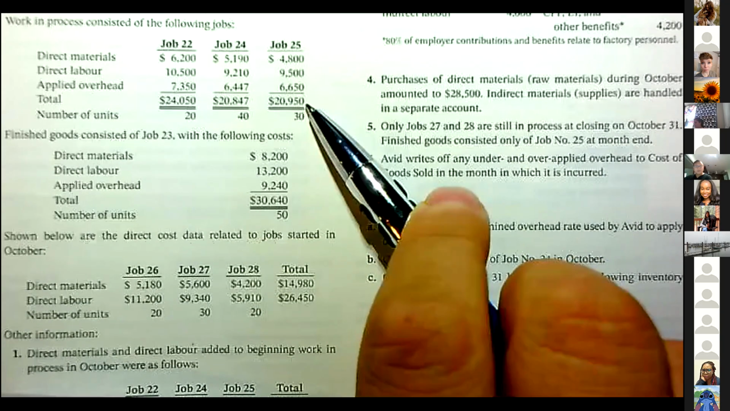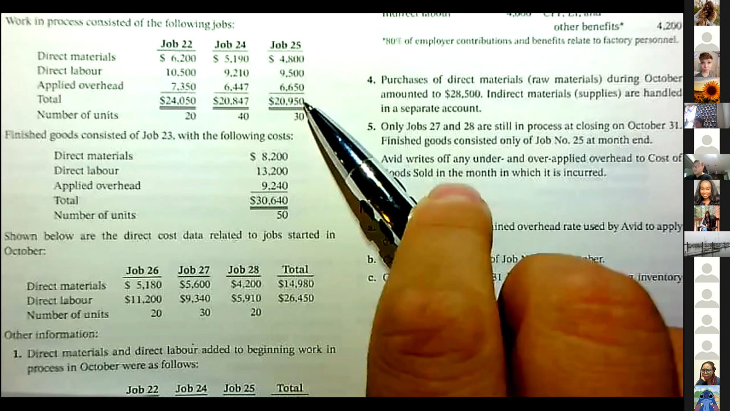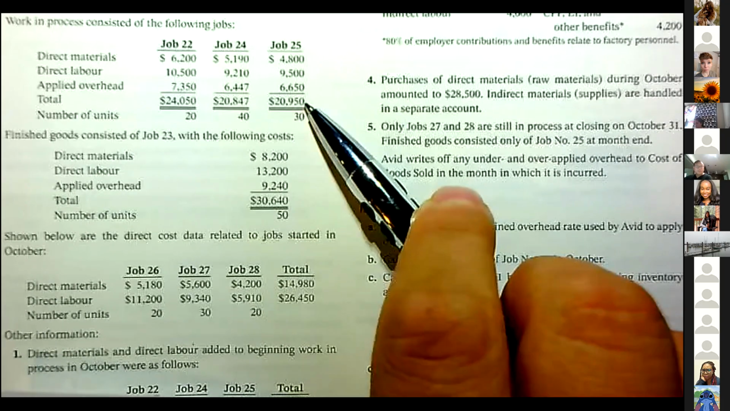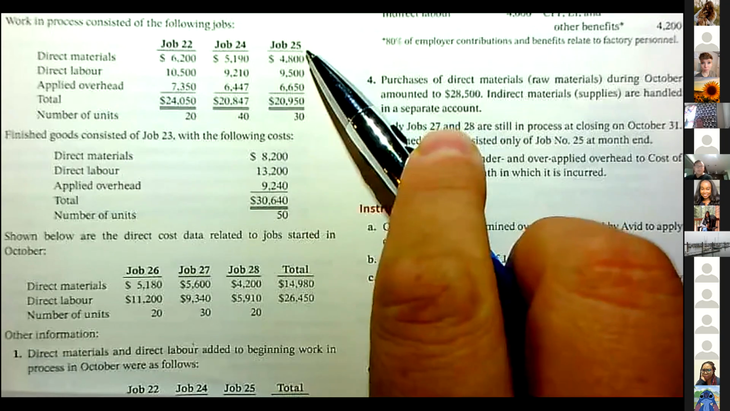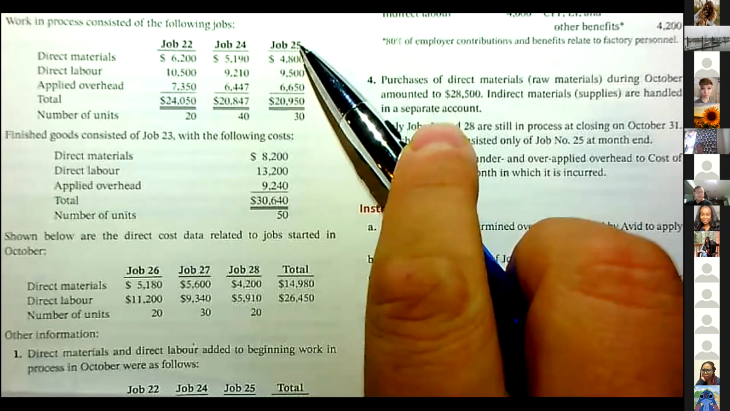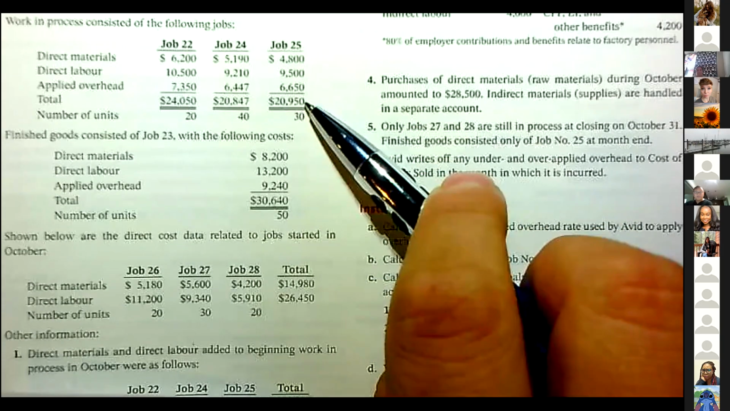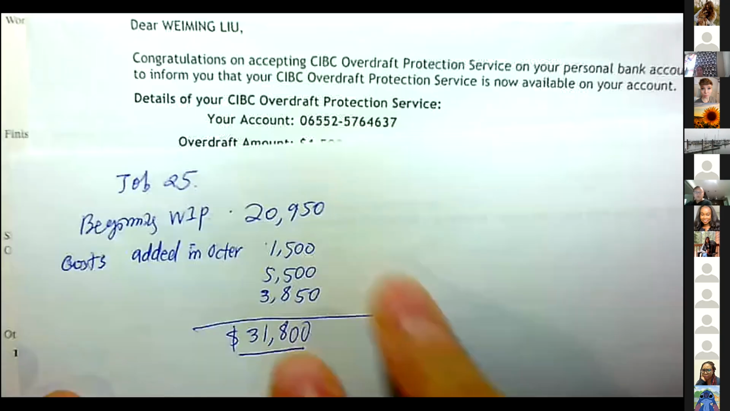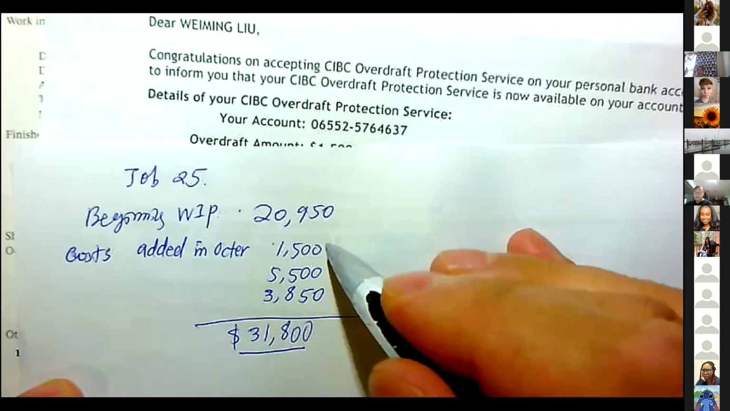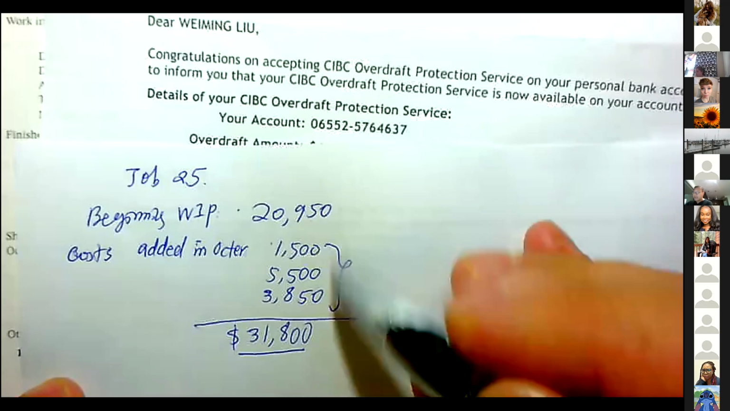From this number, from the work in process. So this is the cost cumulative before October. Job 25 started maybe in September or August. It's not done, but the total cost cumulative before October is this amount. And then during October, I accumulated this cost. So the total cost would be both together, right?